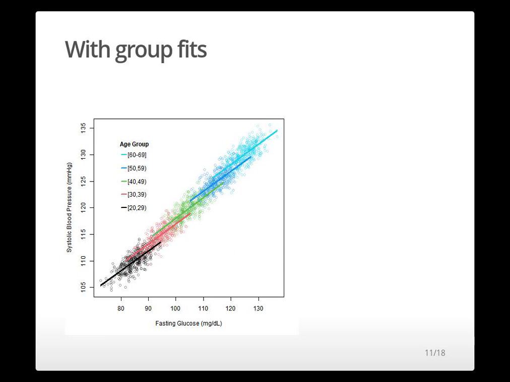Here, a straight line is fitted to points of each color, indicating that systolic blood pressure and serum glucose are positively correlated in each of the 5 age groups. But the slopes of these lines are flatter than the slope of the straight line fitted to all of the points, which we saw 2 slides before.